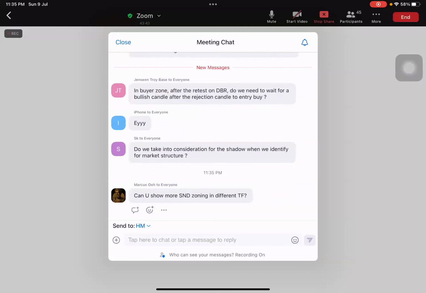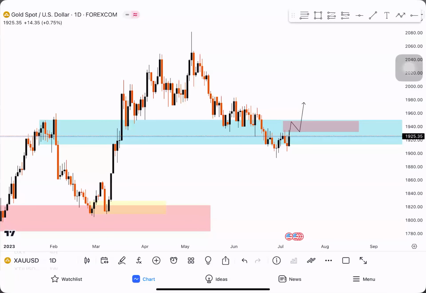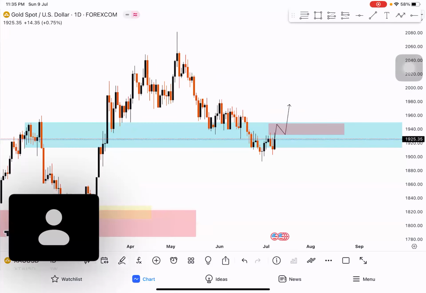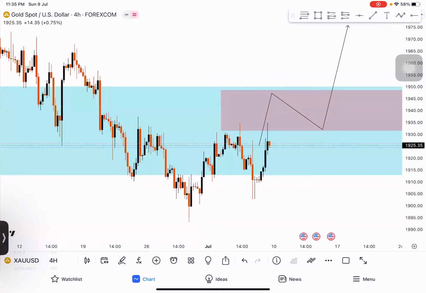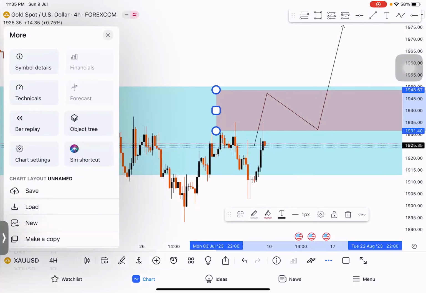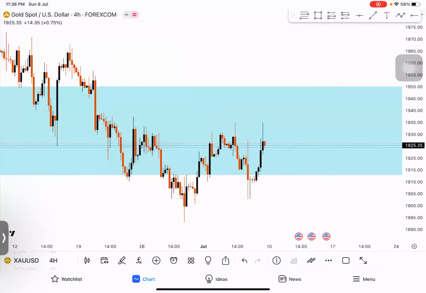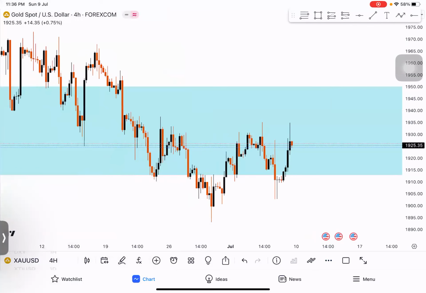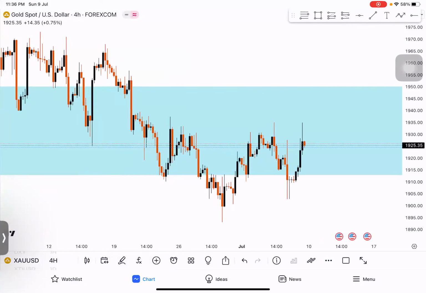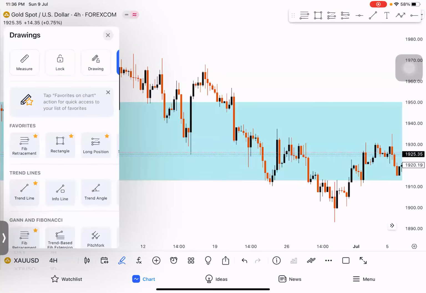Then show me S&D zoning on a different time frame. Okay, can. We proceed to H4 zoning. I will clear all these zones first, the daily ones. I will show you in H4 how you can mark the rally base rally, drop base drop. For example, right here, you can see more examples.